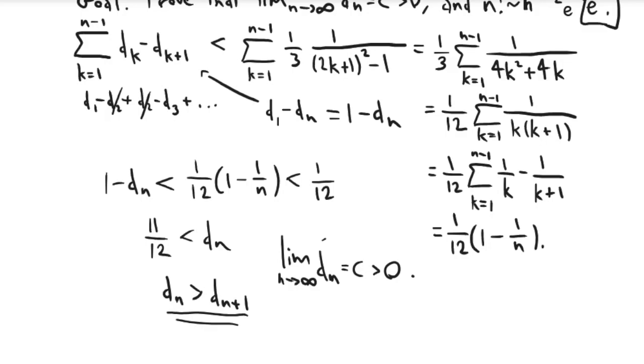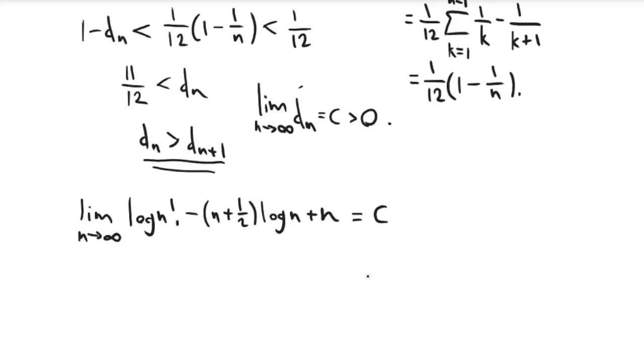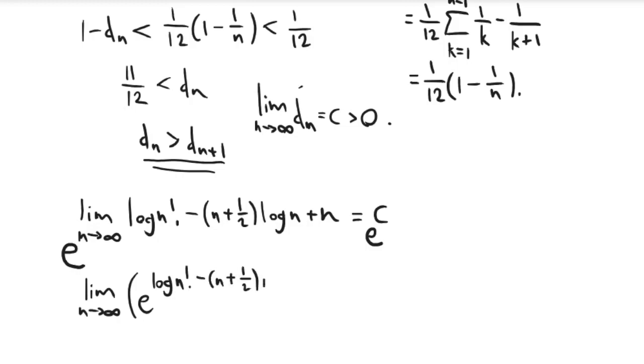But now we can see that if we go back to our definition for d_n, so d_n was log n factorial minus (n plus 1/2) log n plus n. So the limit of this we just showed is equal to some c, which is greater than 0. And if we raise e to the power of both sides of this expression, so meaning I'm going to do e to the power of this limit, I know that that's equal to e to the power of c. And then I can bring this limit down. So I have the limit as n goes to infinity of e to the (log n factorial minus (n plus 1/2) log n plus n). And I know that this is equal to e to the c.